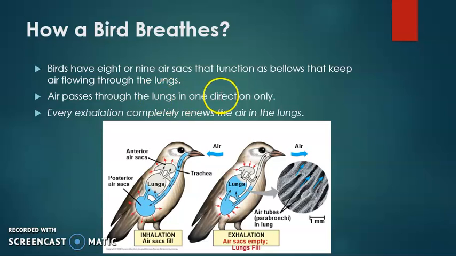Air passes through the lungs in one direction only. Every exhalation completely renews the air in the lungs. So air enters and fills the air sacs, and then the air sacs fill the lungs, and when they exhale, the air in the lungs is completely exchanged, goes out, and then the next inhalation takes place. So these air sacs help them in getting more air into the lungs.